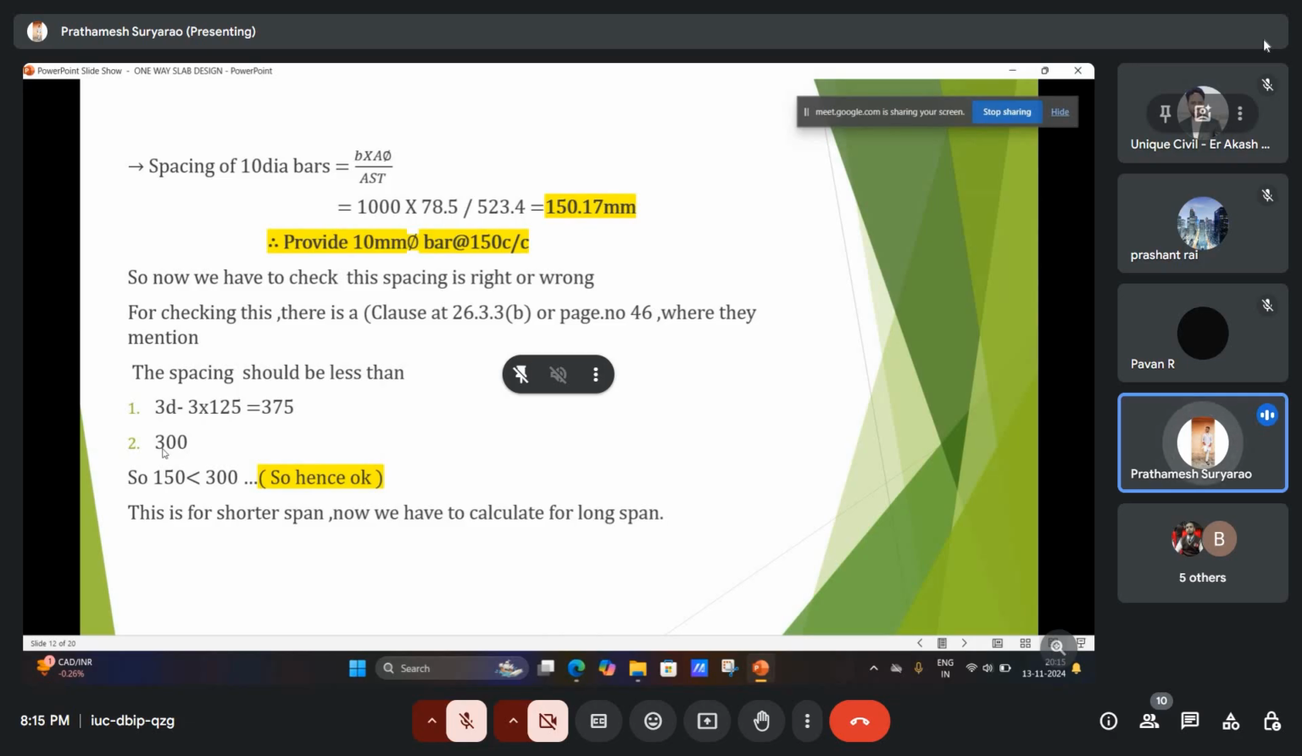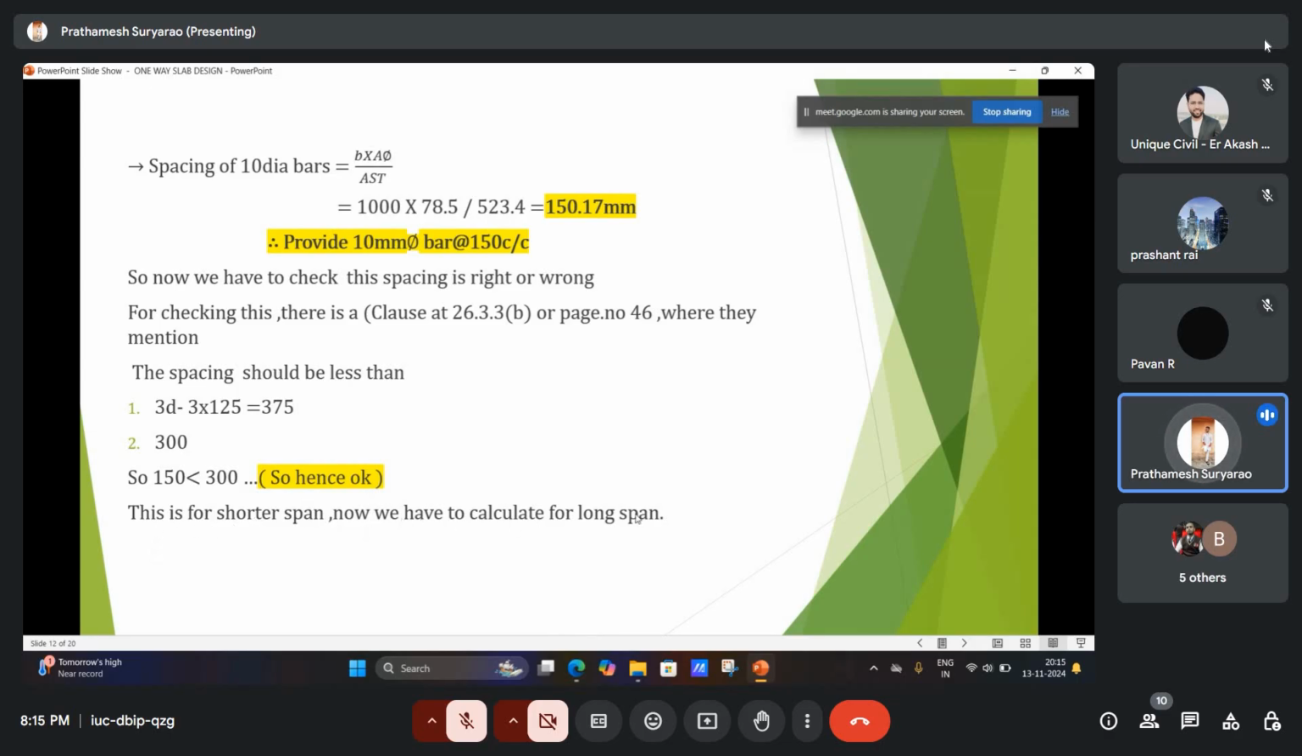It should be less than 300. So the effective depth we get is 150, as you know, which is less than 300. The second term should be less than 300 or 375. So 300 is less than 375. So this value is also smaller than this value, 150. So hence it is okay. So this is for the shorter span.